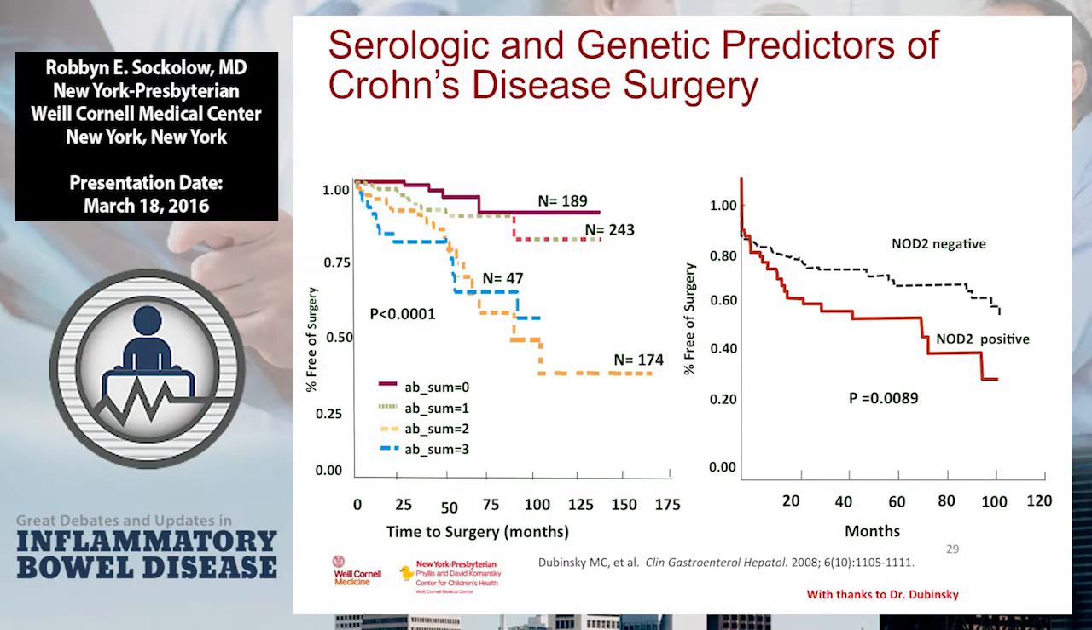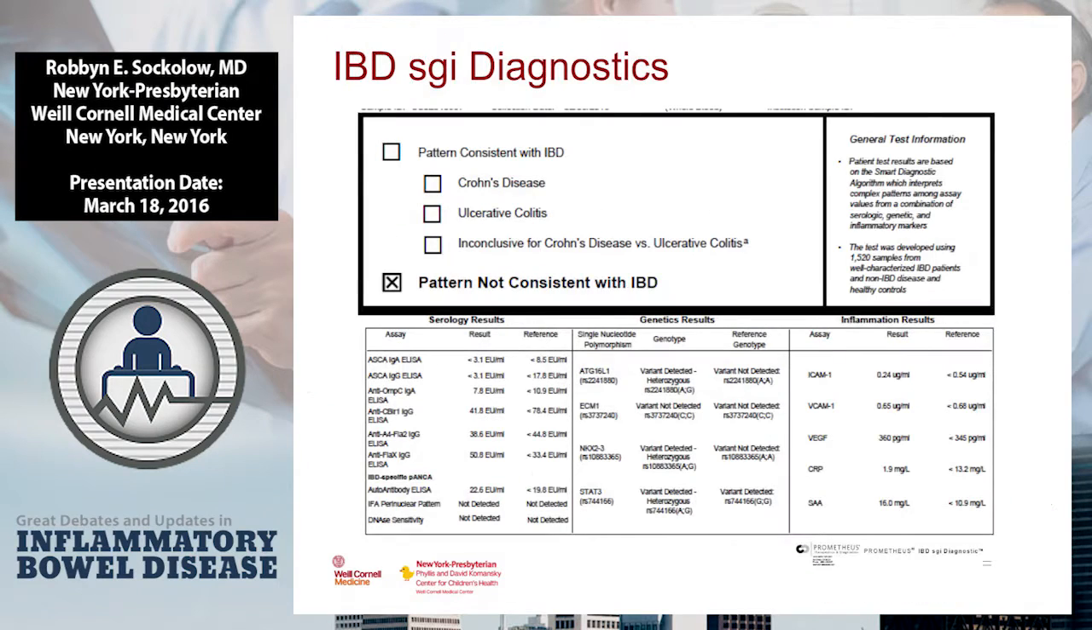So again, just taking a look at serologies and genetics, what you can see from these two graphs, just looking at antibody levels, is that in this Kaplan-Meier curve of time to surgery, if you had no positive antibodies, the likelihood of you going on to surgery was much lower than if you had multiple, meaning 3 or 4. And looking at your NOD2 positive or negative status, if you were NOD2 positive, you were more likely to go on to some type of surgery than those who are NOD2 negative. So again, maybe this is information for those patients that you need to have that conversation with.